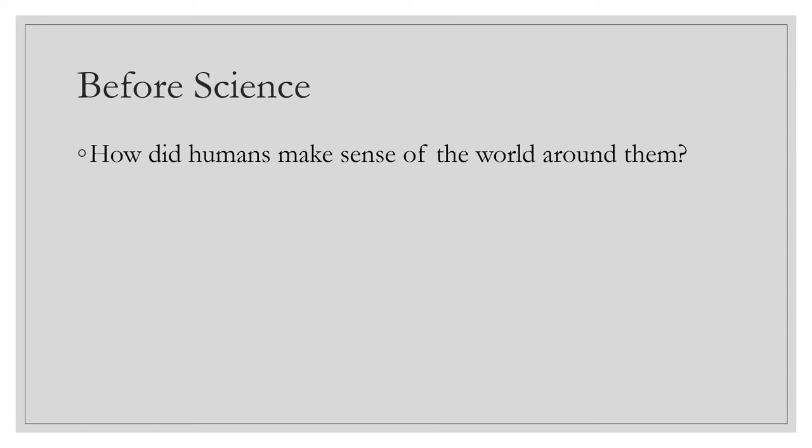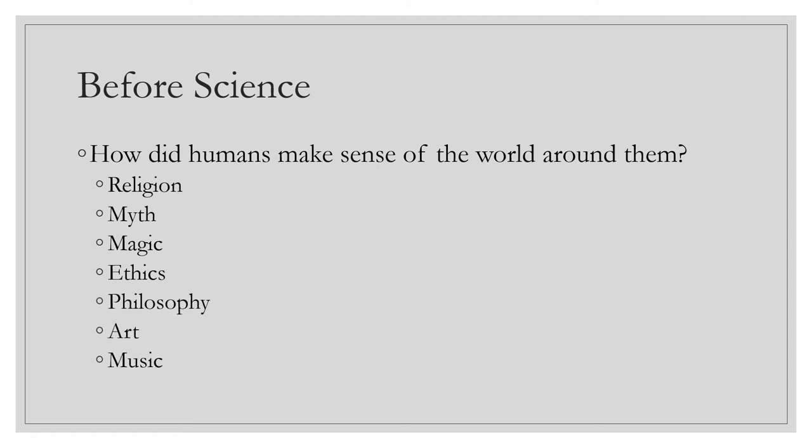Now, if we think about how humans described their environment or the world around them prior to what we would call science, there are lots of different things that humans use, and they continue to use these today to understand the world around them. Some of these things include religion, myth, magic, ethics, philosophy, art, and music. I'm not going to say don't look to these different ways of seeing the world. I'm just going to say that we're going to talk about what science is and what it's not. Lots of people will use multiple things off of this list to try to understand what's happening around them.